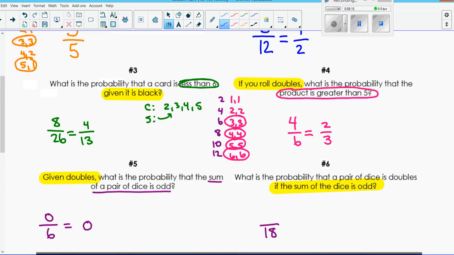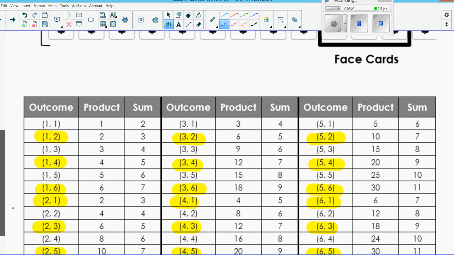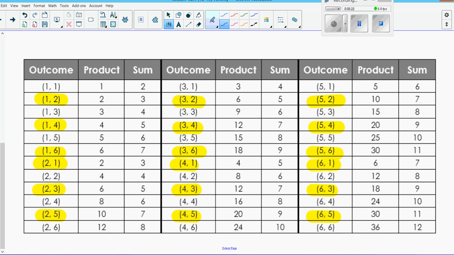What is the probability that a pair of dice is doubles? So now when I look at this, I'm looking at everything I highlighted to see how many of them are doubles. Well, my doubles are 1 and 1, so that's not highlighted. 2 and 2, that's not highlighted. 3 and 3, that's not highlighted. 4 and 4 is not highlighted. 5 and 5 is not highlighted. And 6 and 6, that's highlighted. So that means that there are 0 of them.